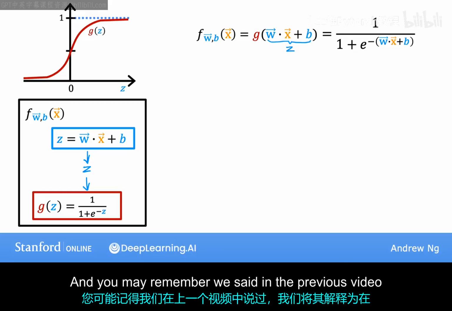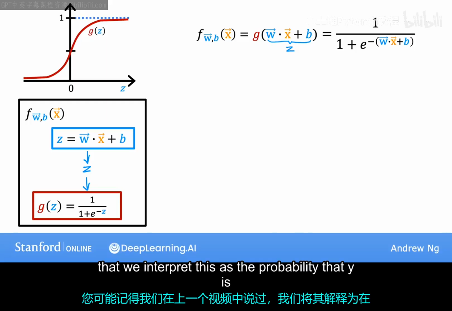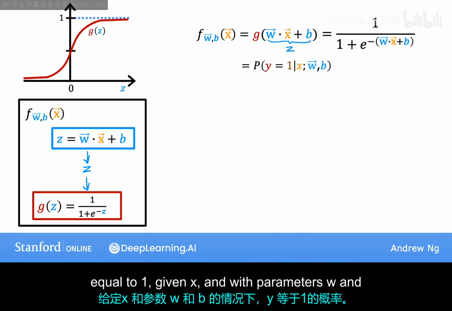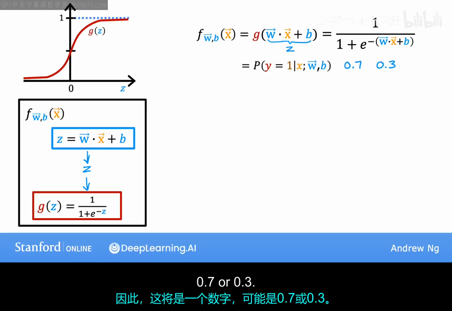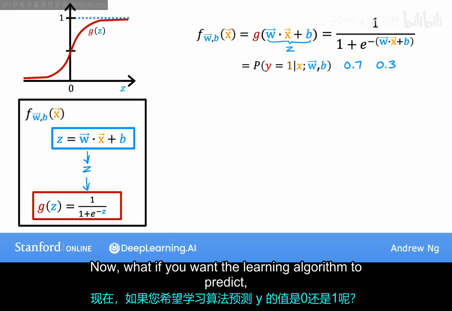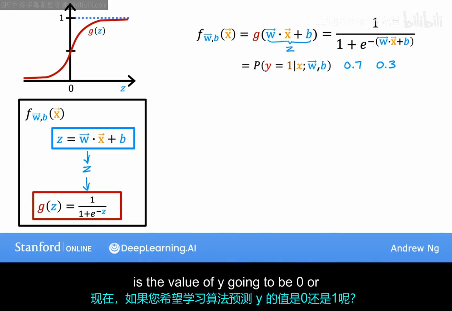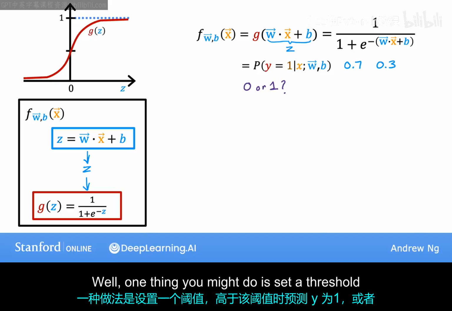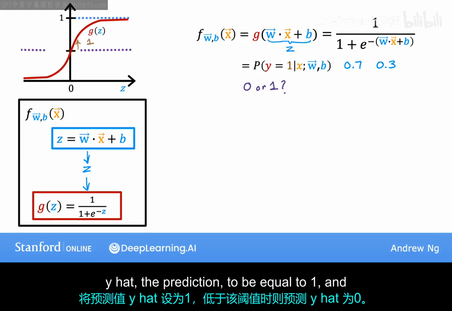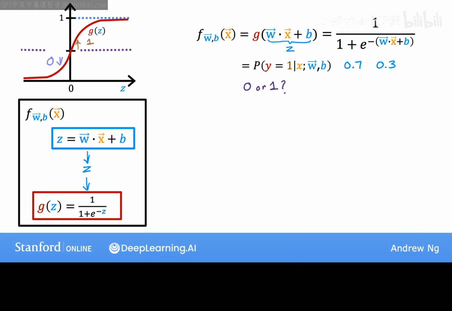And you may remember we said in the previous video that we interpret this as the probability that y is equal to 1, given x, and with parameters w and b. And so this is going to be a number, like maybe 0.7 or 0.3. Now, what if you want the learning algorithm to predict, is the value of y going to be 0 or 1? Well, one thing you might do is set a threshold above which you predict y is 1, or you set y hat, the prediction, to be equal to 1, and below which you might say y hat, my prediction, is going to be equal to 0.